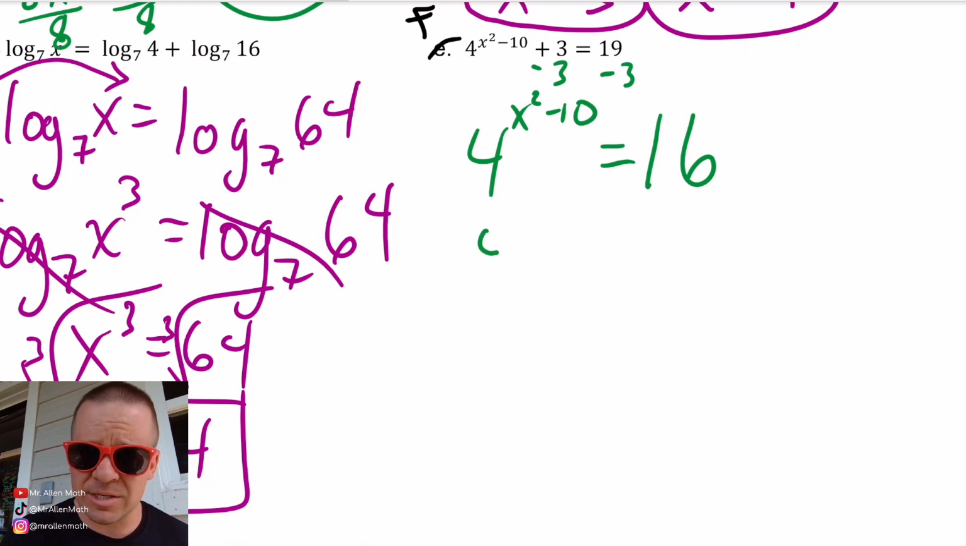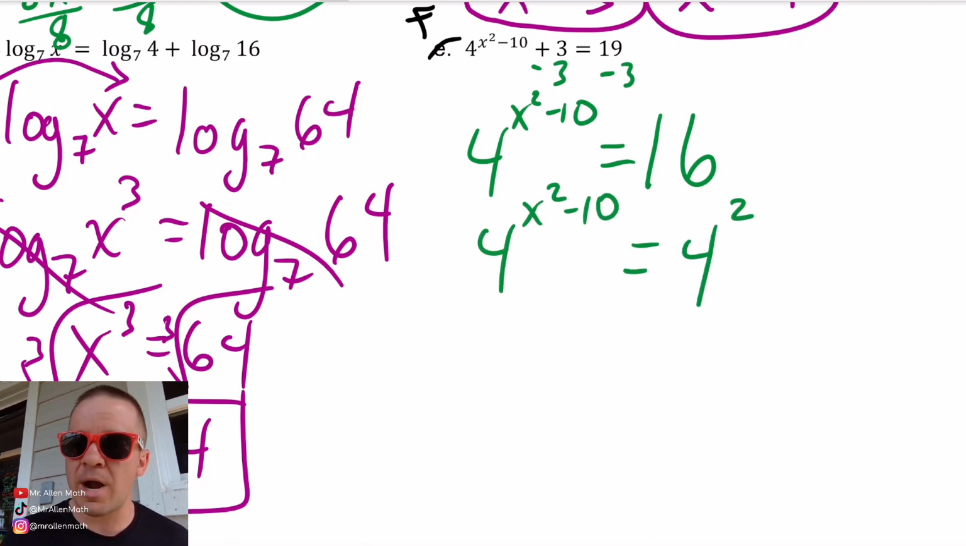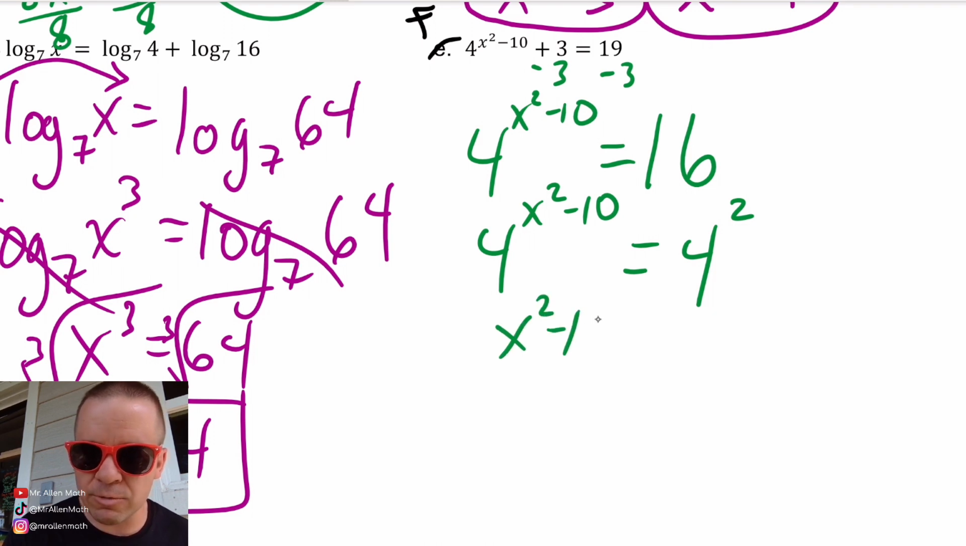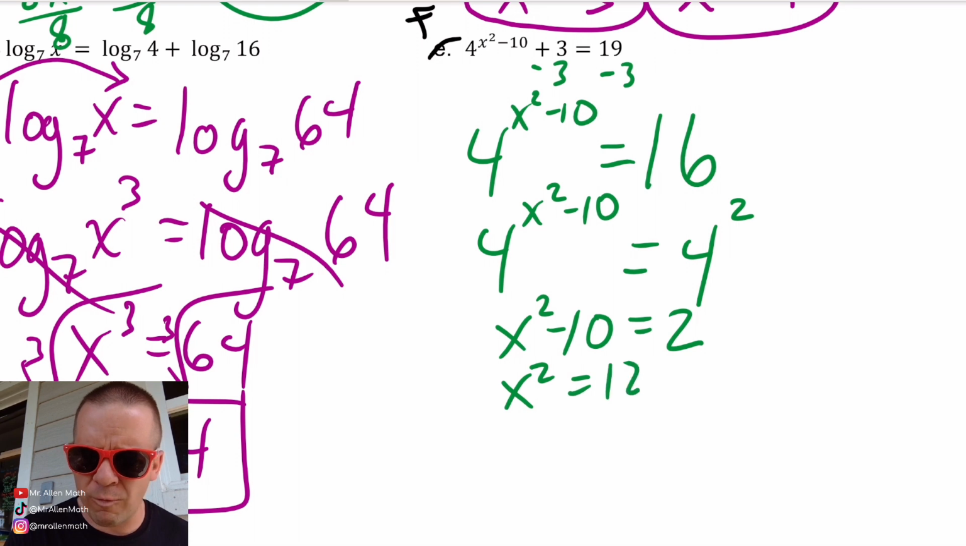I can rewrite this. So we got 4 to the x squared minus 10 equals 4 squared, right? 16 is the same as 4 squared. Oh my goodness. There seems to be some kind of a pattern here of getting like bases and setting my exponents equal. There is, right? X squared minus 10 equals 2. I'm going to add 10, and I get 12. Why did I do that instead of set equal to 0? I'm not going to factor on this one. I'm going to use square roots to solve.